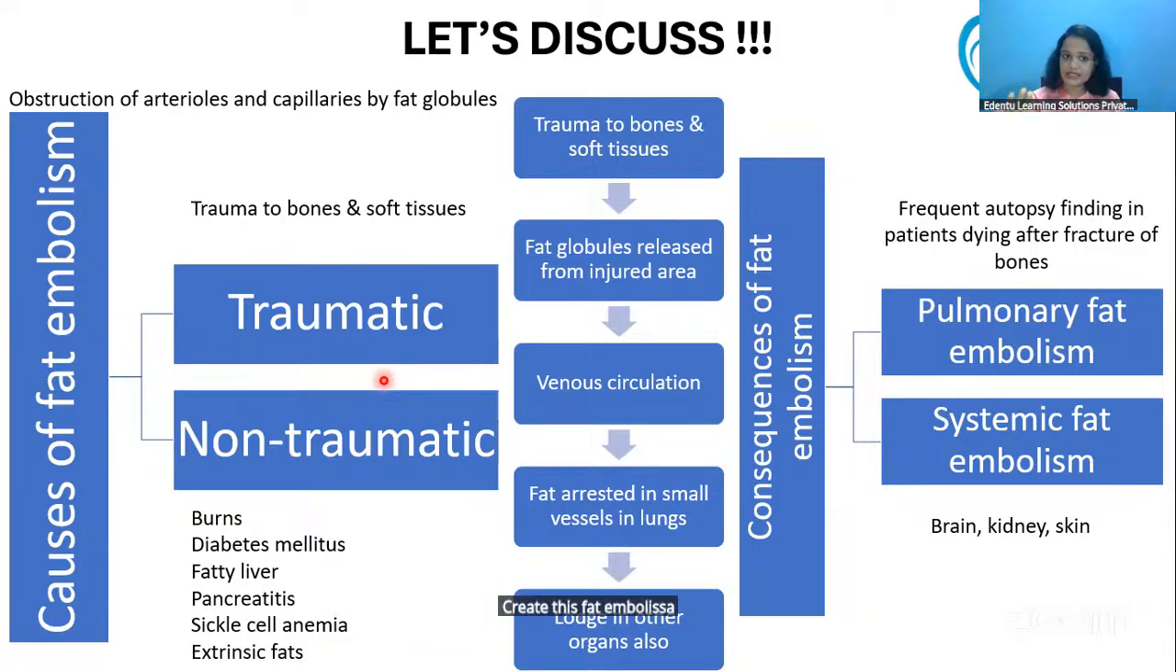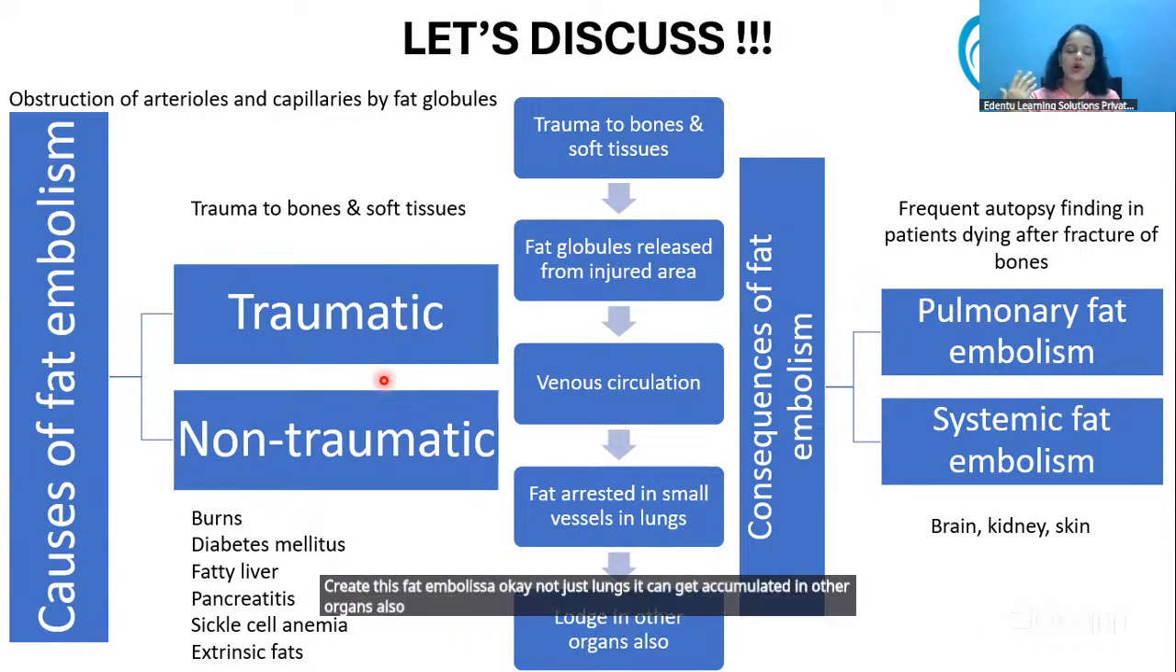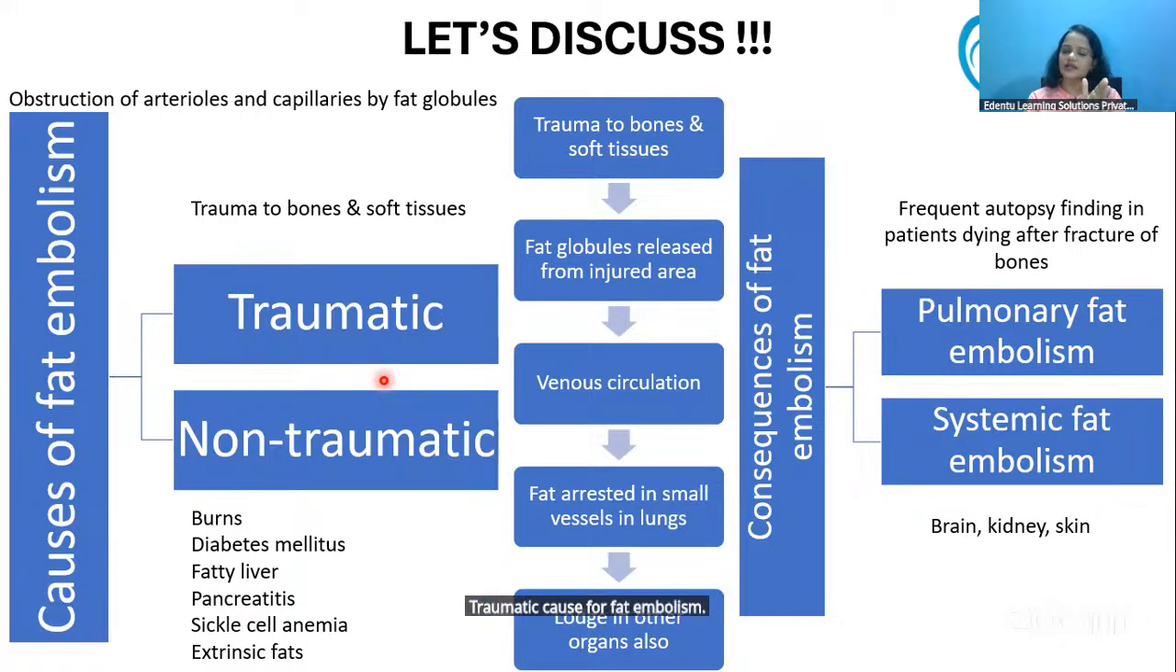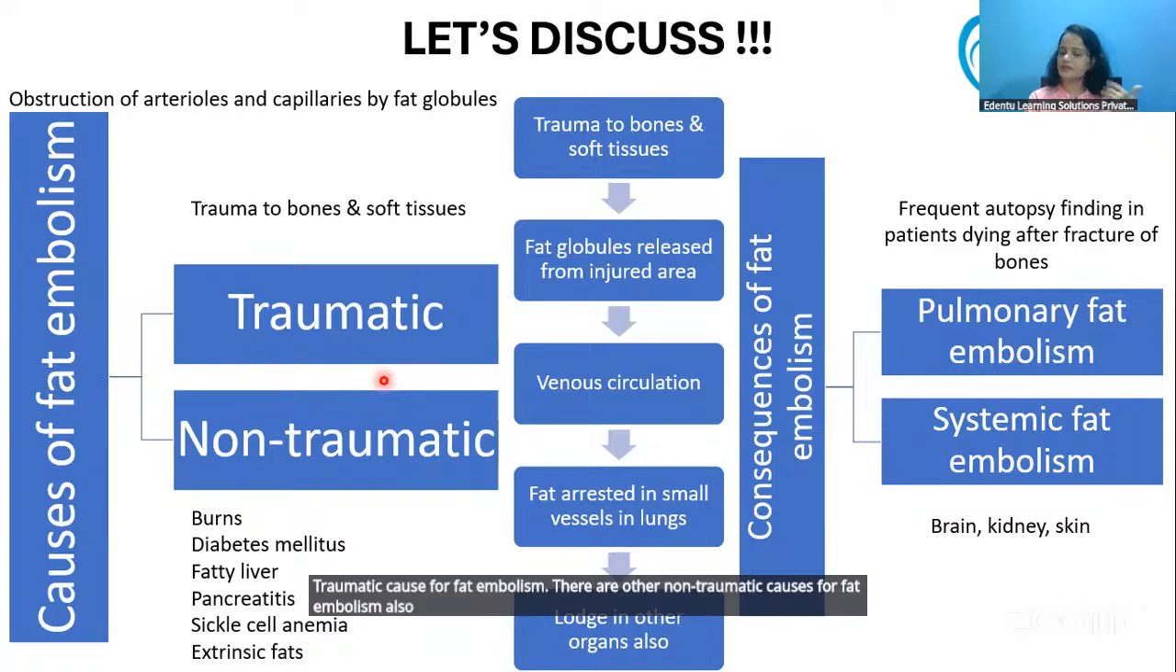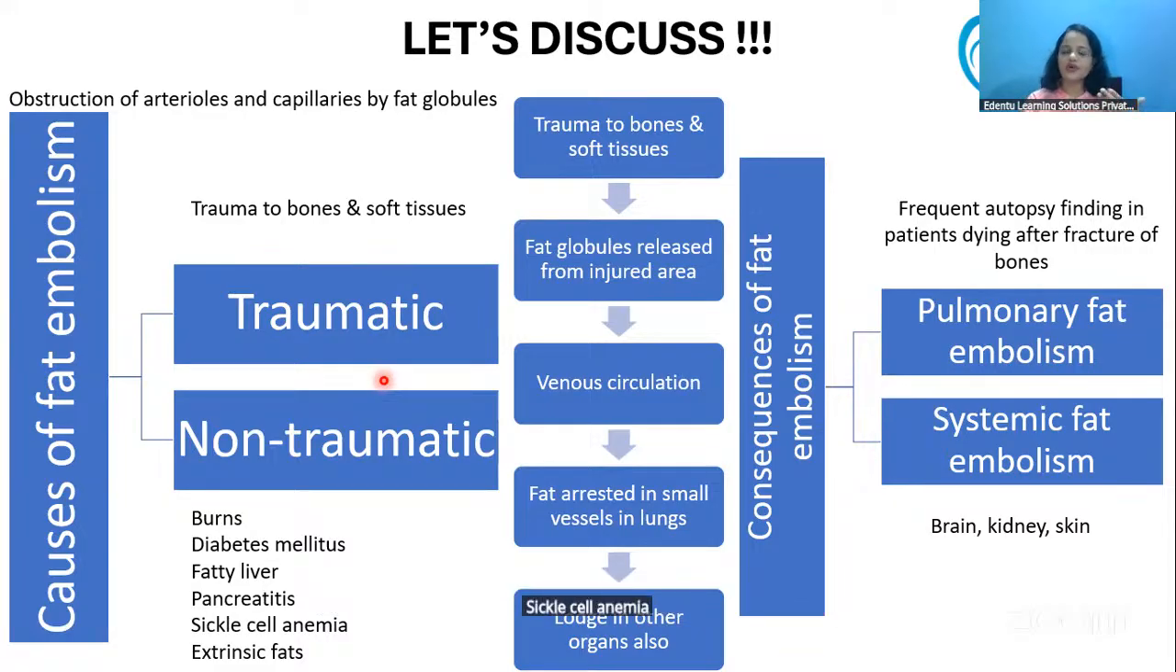Not just lungs, it can get accumulated in other major organs also, like the brain, kidney, and skin. Now this is one cause for fat embolism, the traumatic cause. There are other non-traumatic causes for fat embolism also, like burns, diabetes mellitus, fatty liver, pancreatitis, sickle cell anemia. Because of that also, this fat embolism can happen.